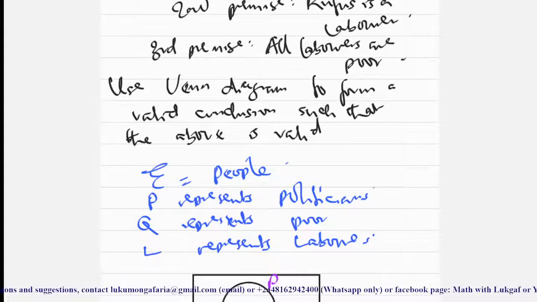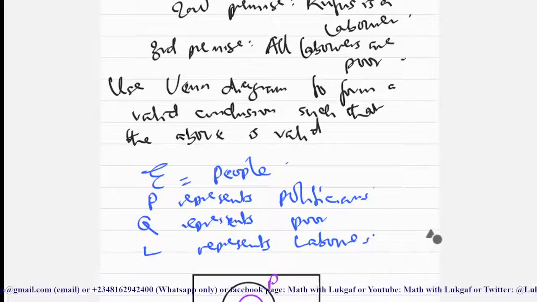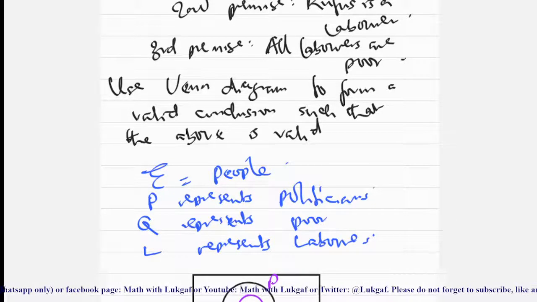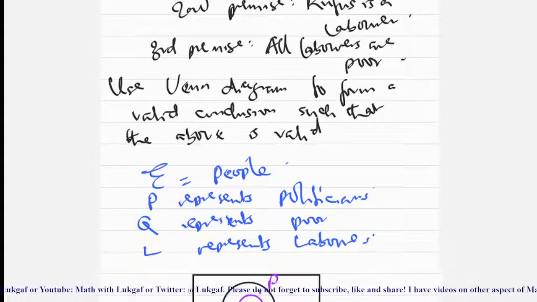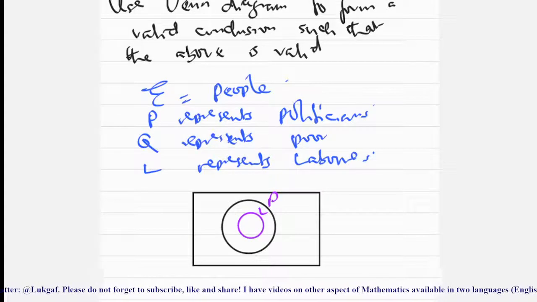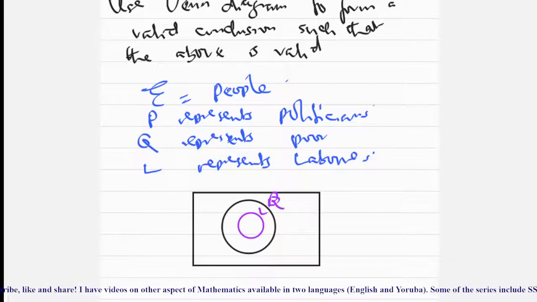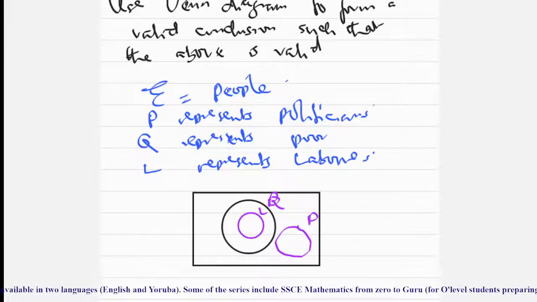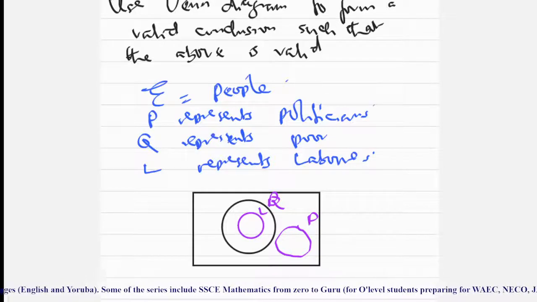If it represents poor, then I have another set now. Since we were told that all laborers are poor, then you have it inside here. Represent our laborers with L. And now you can represent the first one, that is, no politician is poor. Oh no, this is Q. I represent Q with poor people. Now you have another one which represents your politician. So you know this represents your politician. And what is the last argument?